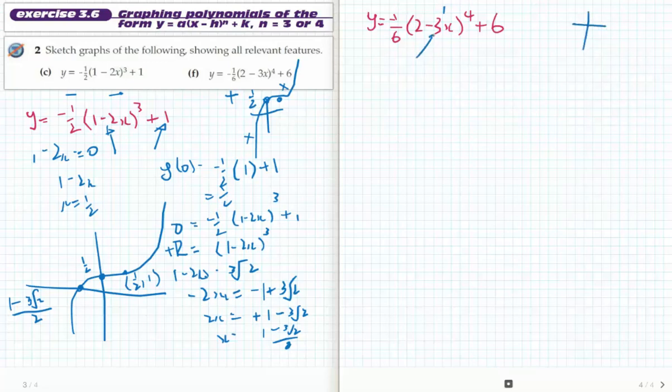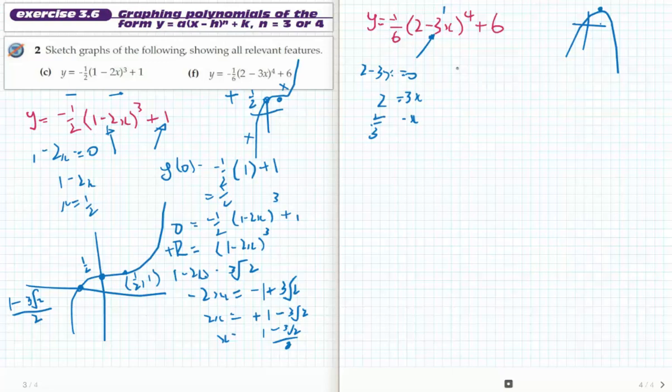Where will the turning point be? 2 minus 3x equals 0. 3x equals 2. x equals 2/3. And y equals 6. So 2/3 and 6. Therefore, it's going to look like that.